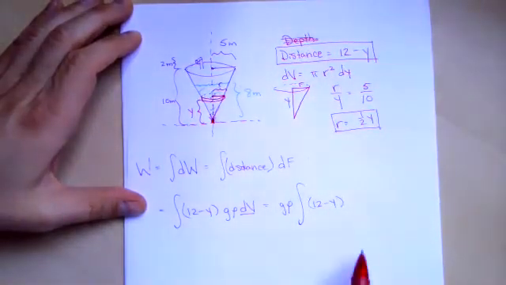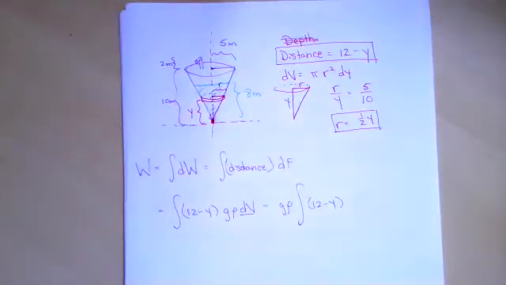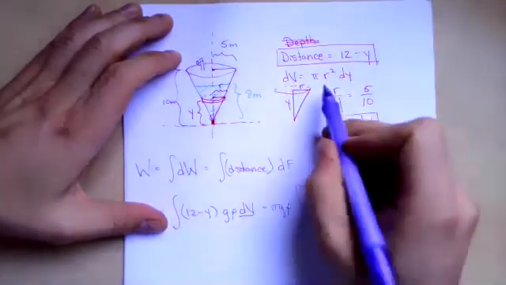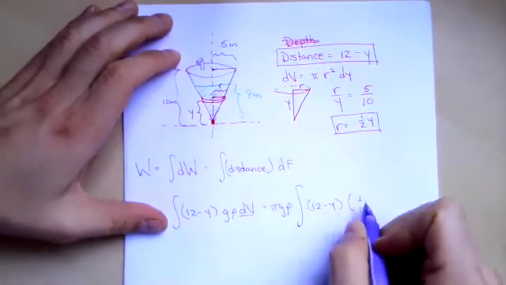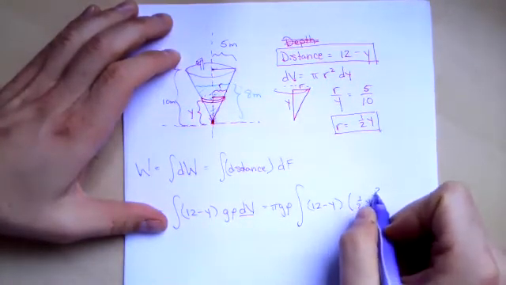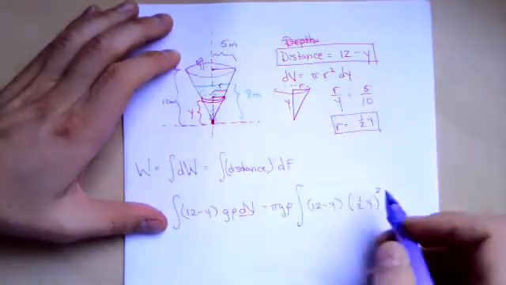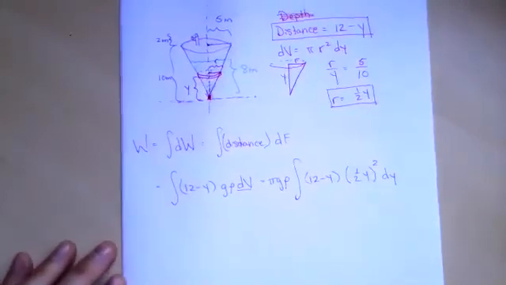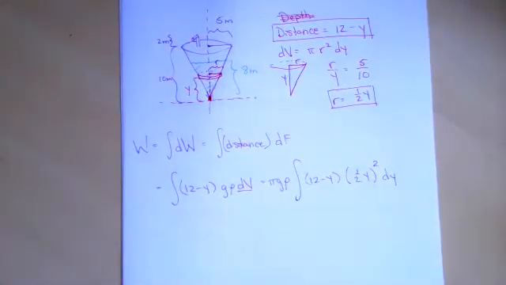Distance we had filled in, and now we can fill in our dv. So we'll have a pi. I'm going to go ahead and pull the pi out. And then we've got r squared, which is 1/2 y, quantity squared, and then dy. So that's all the hard part of this.